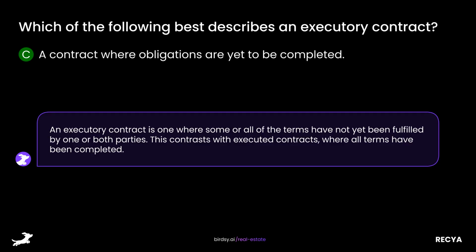An executory contract is one where some or all of the terms have not yet been fulfilled by one or both parties. This contrasts with executed contracts, where all terms have been completed.